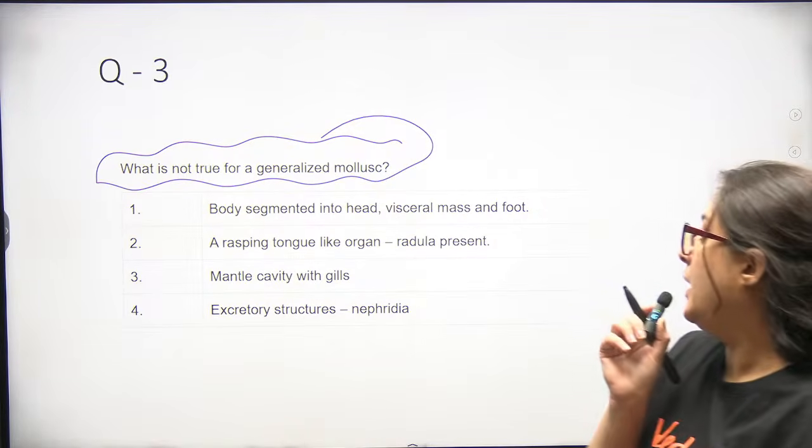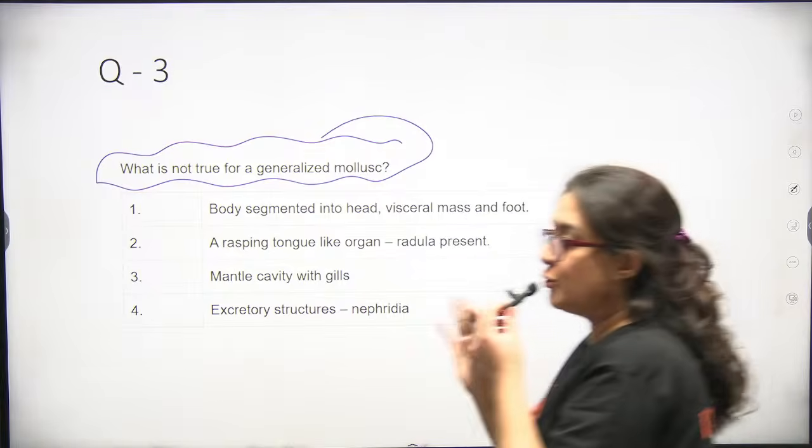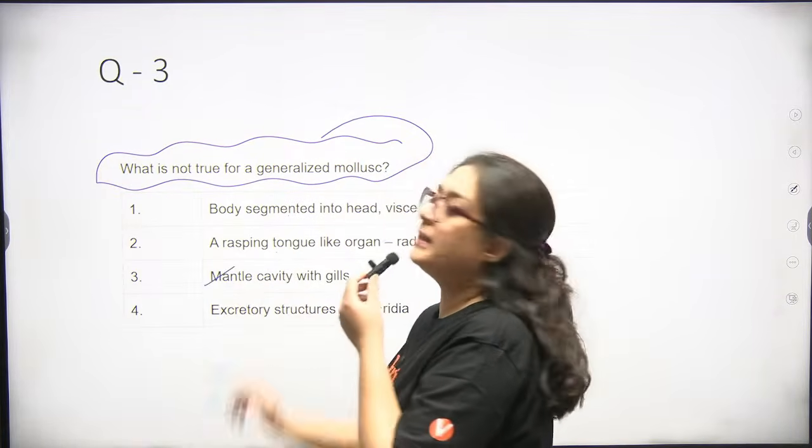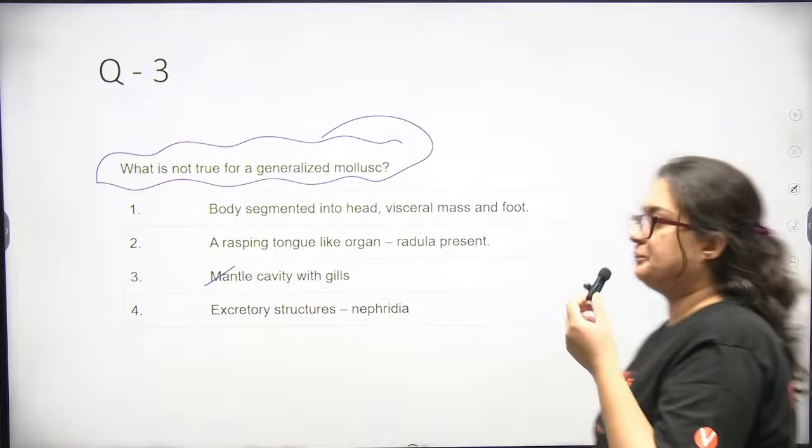Now, not true means not present. Present, present. Mantle cavity with gills.